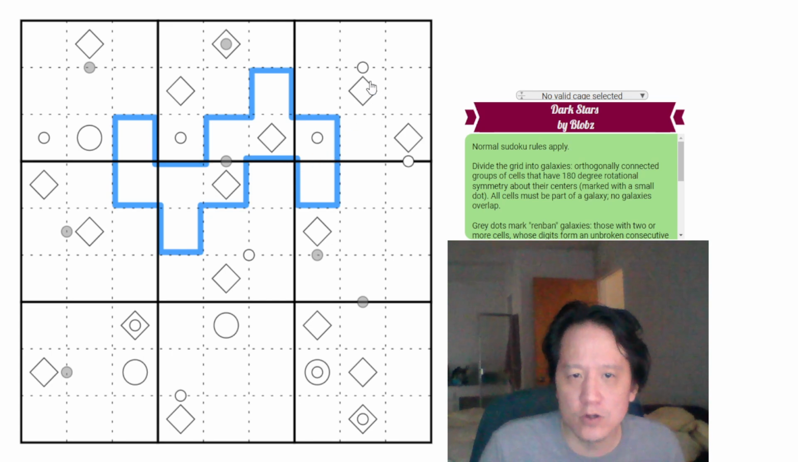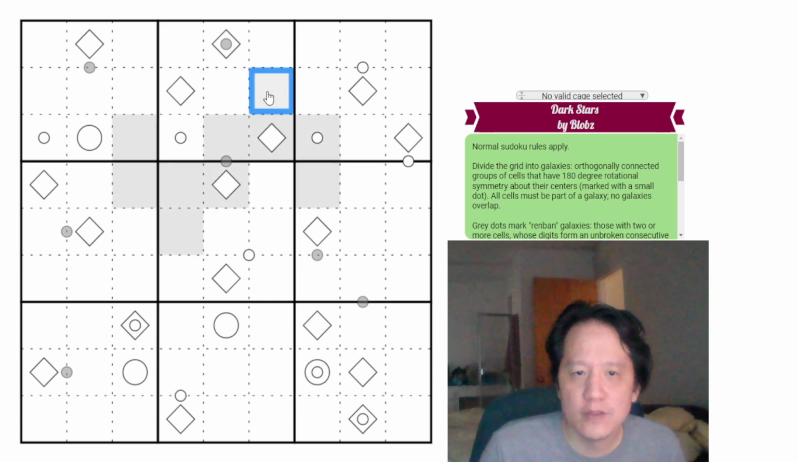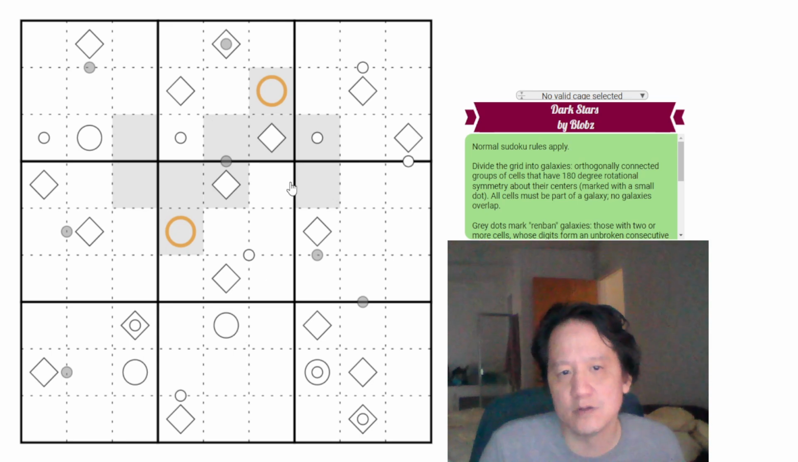And so all cells are part of a galaxy. So these galaxies are rotationally 180 degrees symmetric, which means that in this galaxy, or let's make it this one, this cell would have to be the same as that cell. And then this cell would have to be the same as that one.